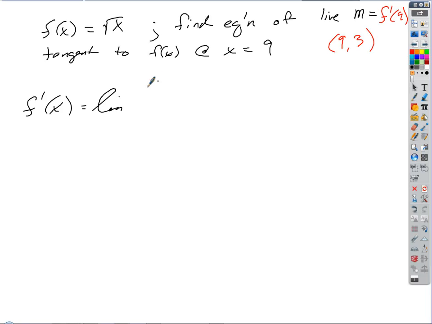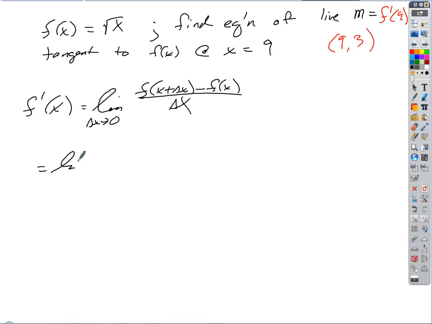The limit of f of x plus delta x minus f of x over delta x, as delta x approaches zero. Okay, that's a tough one. Our function is the square root of x. So these are easy functions to evaluate at x plus delta x and at x pretty easily.